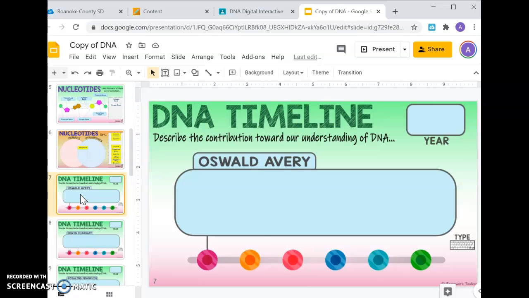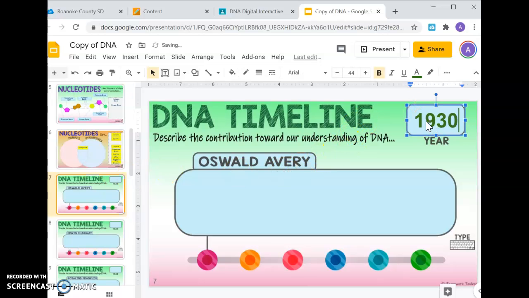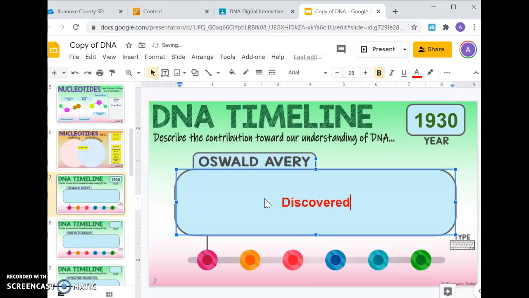So for your DNA timeline, I'm going to help you with this. It all starts in the 1930s with Oswald Avery, and he was the first guy who discovered that DNA was the molecule that carried genetic information. Okay, so before that, they didn't know if it was DNA or if it was proteins. They knew something was doing it. They just did not quite know what.